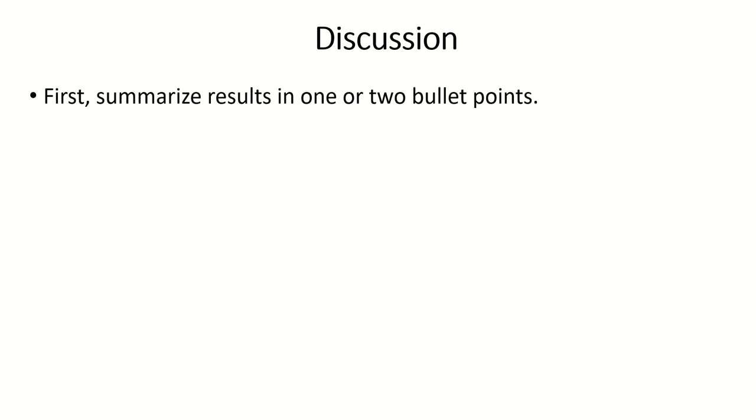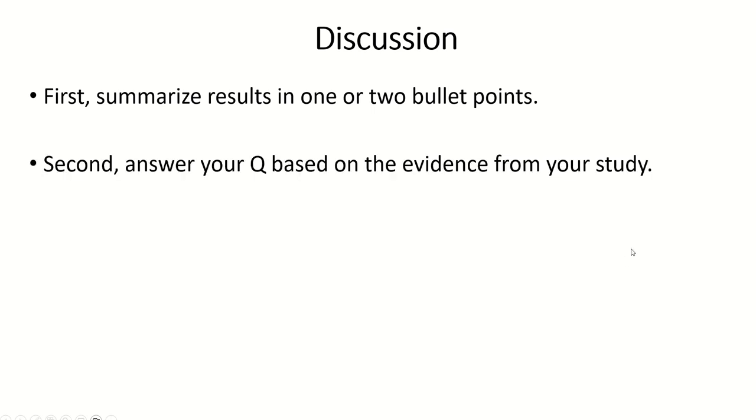All right, so next we have the discussion. And so first, just summarize the results in 1 or 2 bullet points. I know you just went over the results, but try to, maybe in plainer language, just explain what the article showed in terms of the results, all right? I usually do this in class, just sort of summarize, because you just went through the bar graph, but try to reiterate, maybe in plainer language, what exactly the results show. Second, answer your question based on the evidence from your study, or really experiment.